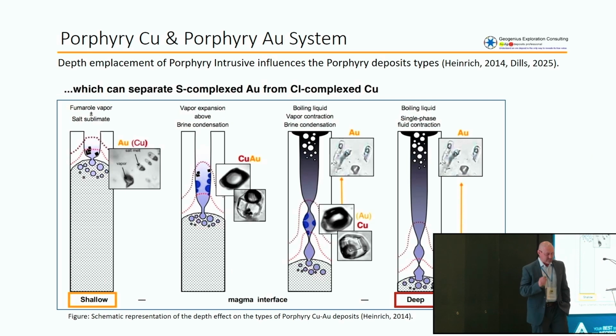Okay, that's a figure I like a lot. That's from Enrich, 2014. He won the prize for this figure in 2019, and John Dilles agrees with him. So it's a nice figure. It's a simple way to explain that the deeper your porphyry is, the more chance you're going to have to separate your vapor phase from your liquid phase. So you're going to separate your gold from your copper.